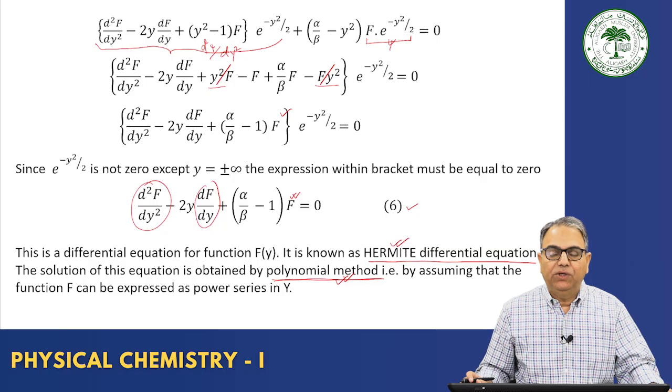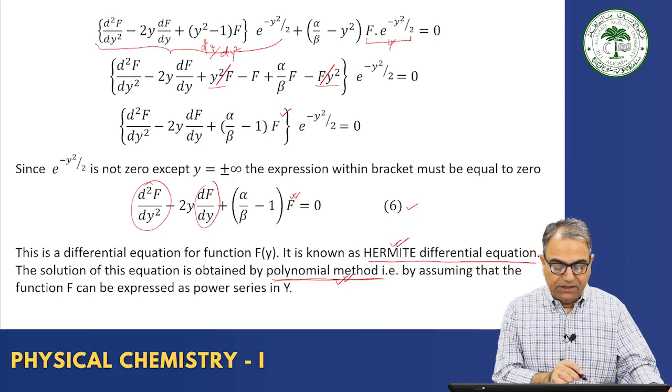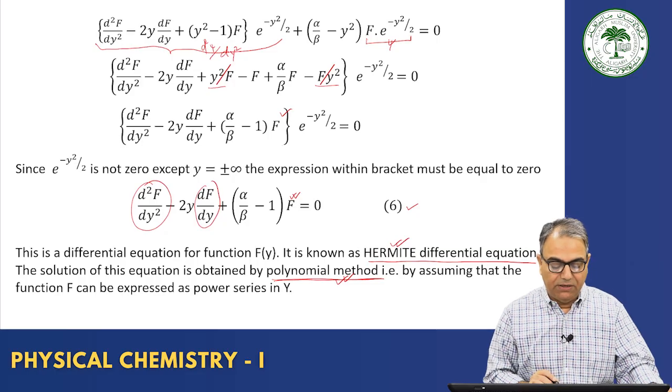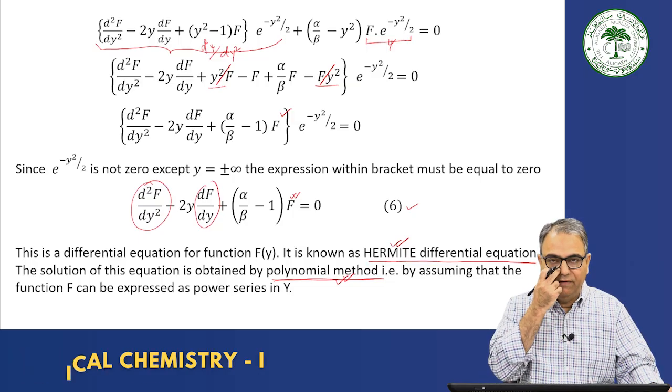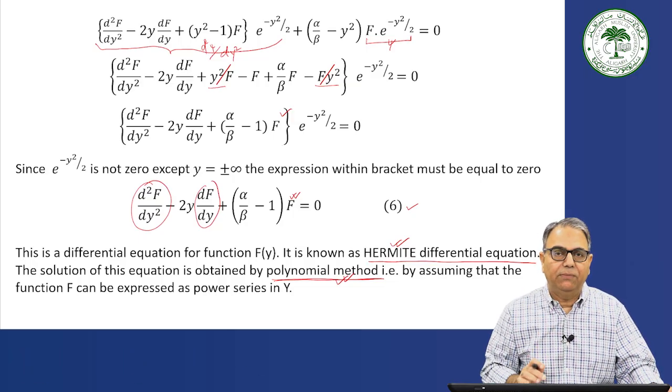So in the previous module I derived the Hermite differential equation, which is d square f by dy square minus 2y df divided by dy plus alpha divided by beta minus 1 into f is equal to 0. We were doing the Schrodinger wave equation for the simple harmonic oscillator, and we are using the power series method.